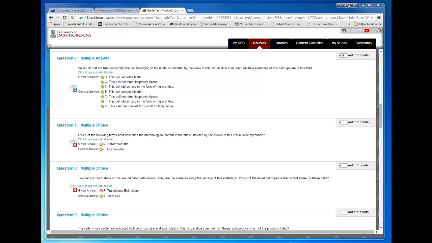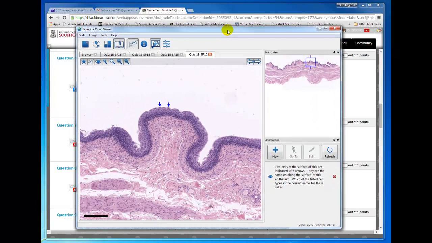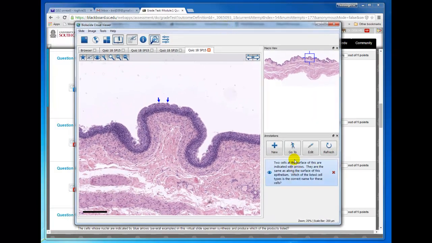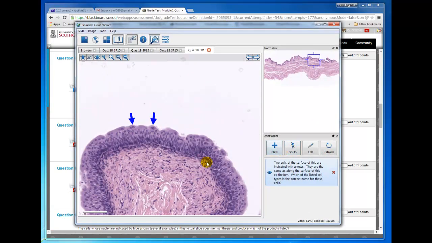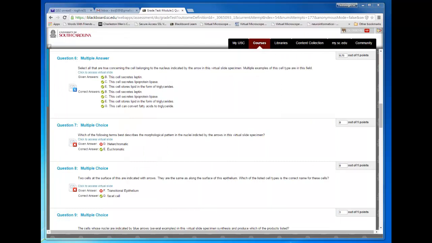Now let's look at the specimen. You see the same question here, and there are the two cells that are pointed out. The first observation I will make is that this individual answered transitional epithelium, but notice we asked cell type, not the tissue type. Make certain that you take enough time to carefully read the question.